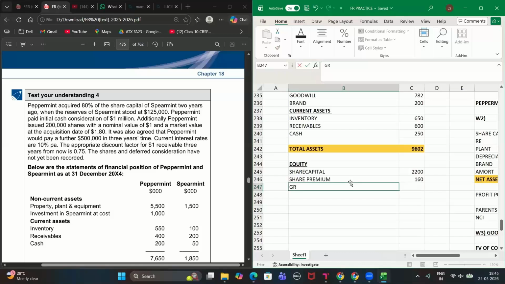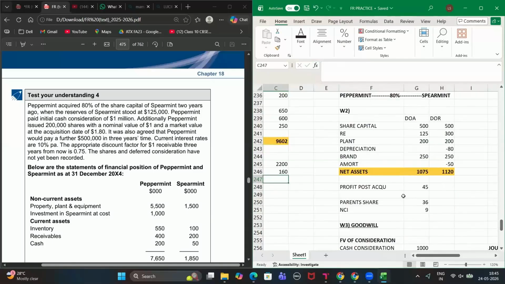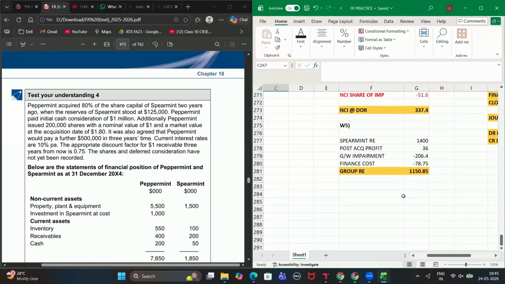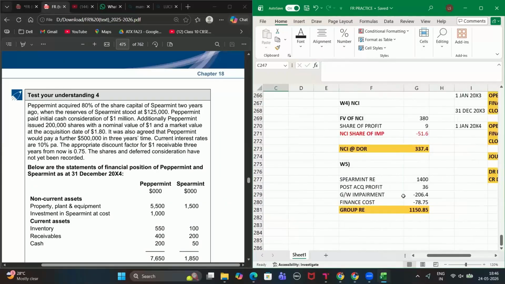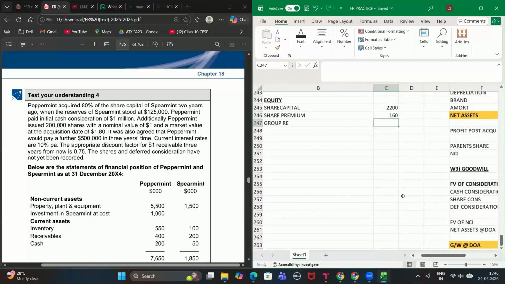What is the group retained earnings? How much have we found it out? How much did we get? We got 1.5. Okay, wait.